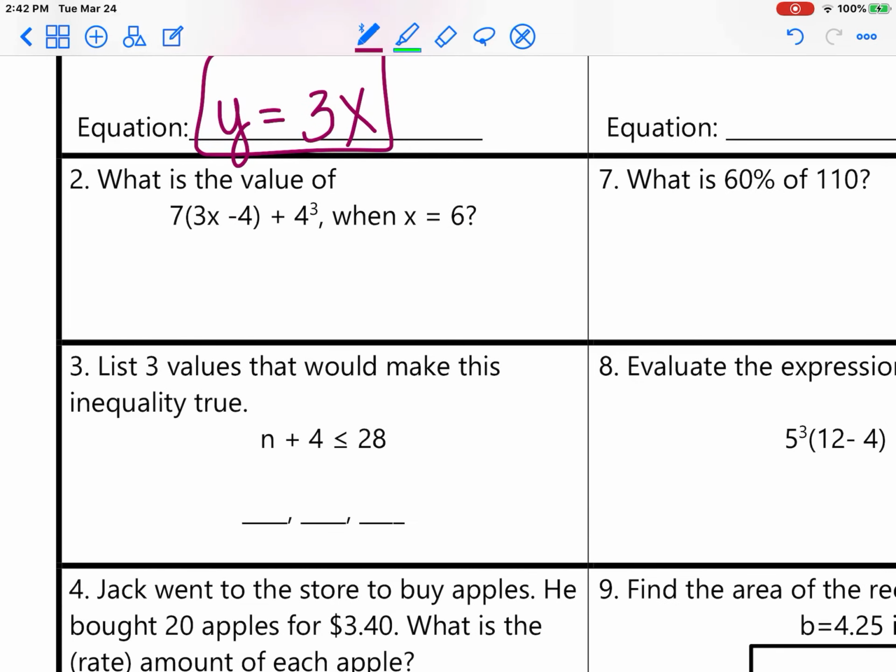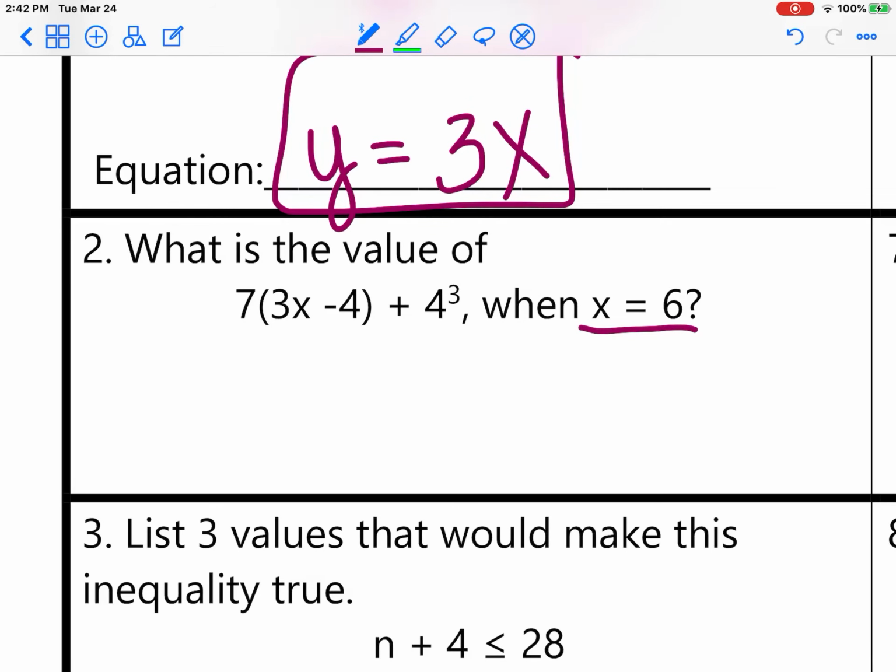Moving on to number 2. What is the value of 7 times parentheses 3x minus 4 parentheses plus 4 to the third power when x equals 6? We're going to do substitution here. And we're going to replace the x in parentheses with 6. And that is not negative 4, it's minus 4, which in any case would be the same thing. So we're going to use PEMDAS.